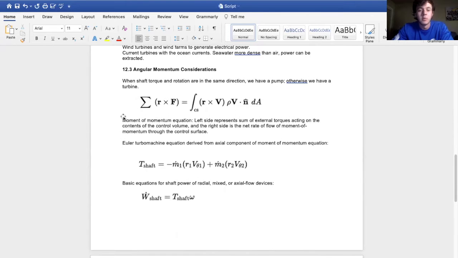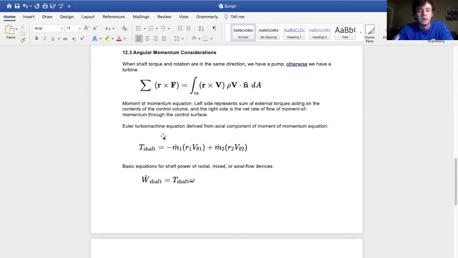So this is the moment of momentum equation. The left side here is the sum of the external torques acting on the contents of the control volume. And then the right side is the net rate of flow of moment of momentum through that surface. And that's basically just think of the particles coming in through the blades and the fan, and that's what this represents.